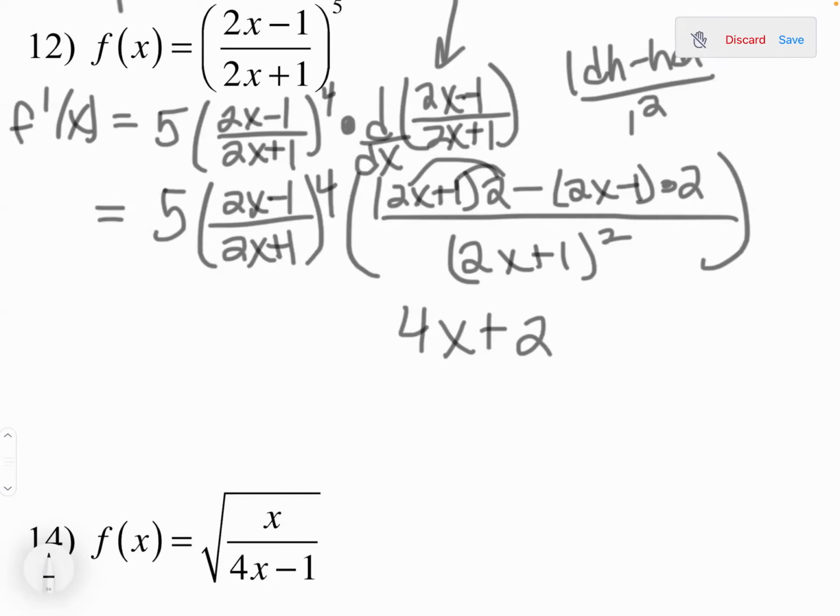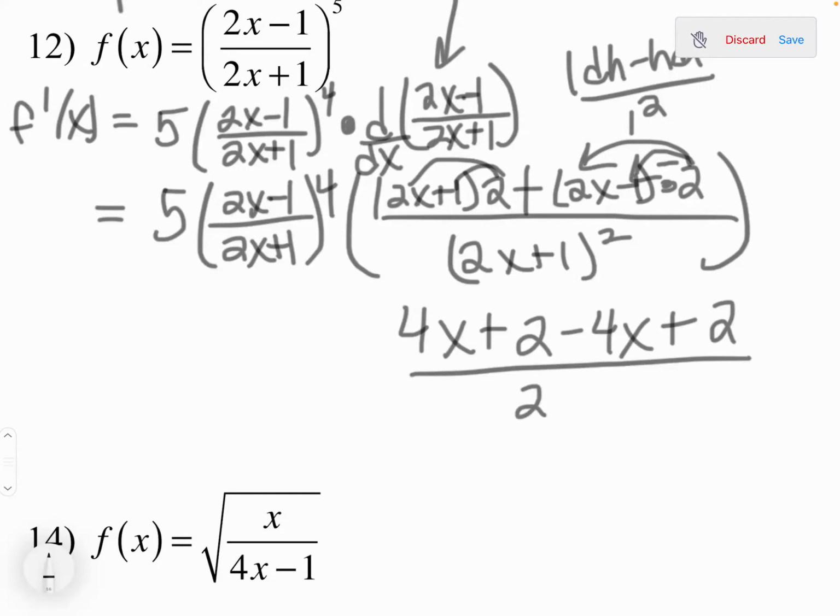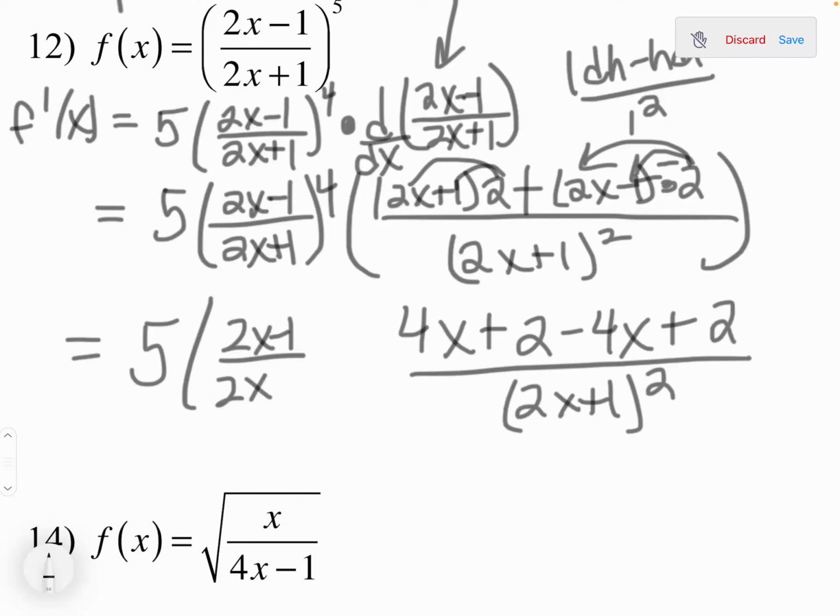And then we have this negative 2, so we can distribute this negative to the 2. So we have negative 2 times 2x, which is negative 4x, and negative 2 times negative 1, which is positive 2, all over 2x plus 1 to the 2nd power. And then we still have the 5 times 2x minus 1 all over 2x plus 1 raised to the 4th power times all of that.